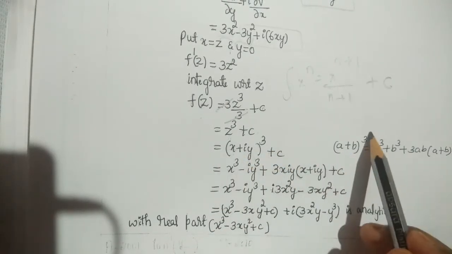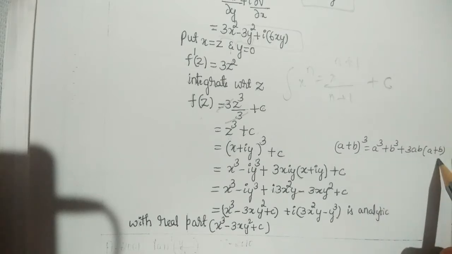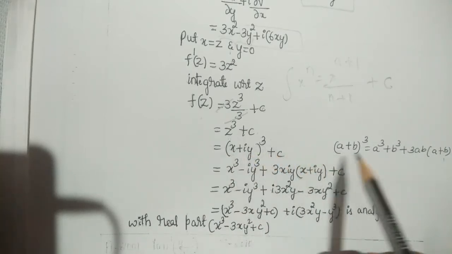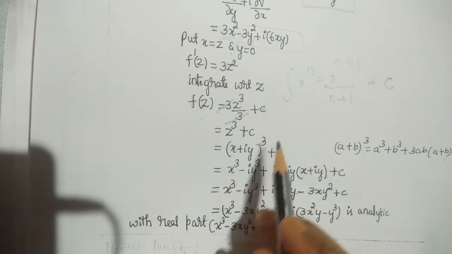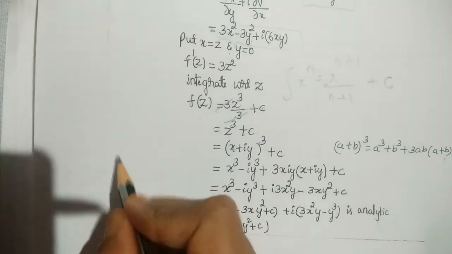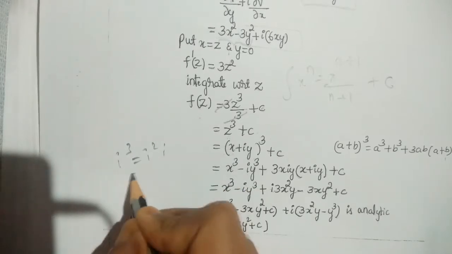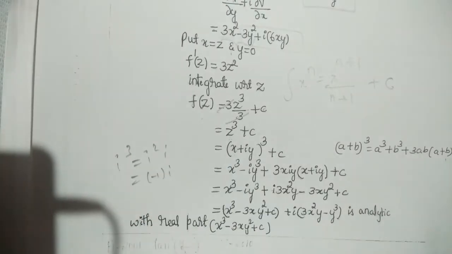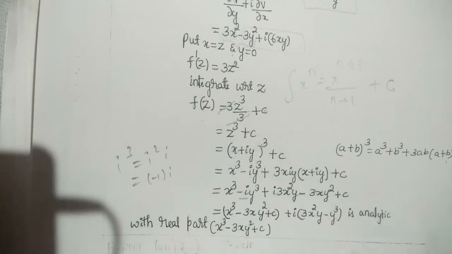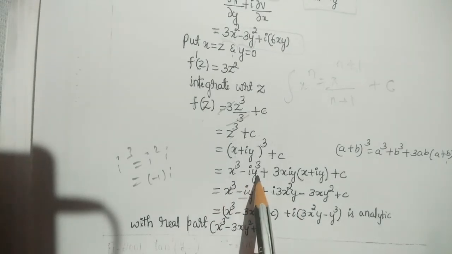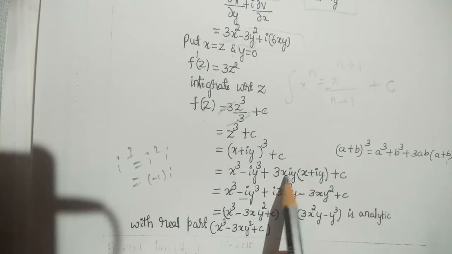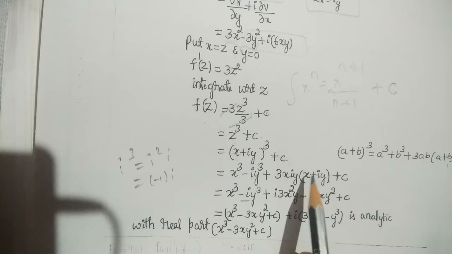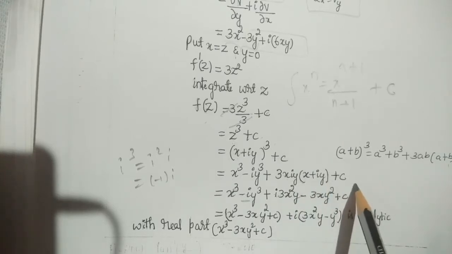We know that a plus b whole cube is a cube plus b cube plus 3ab into a plus b. So in place of a we have x, in place of b we have iy. So just substitute that one. x cube plus iy whole cube. i cube is what? i cube is i square into i. i square is minus 1, into i, minus i. So that's why here we have minus i, not i cube. So a cube plus b cube, that is minus i y cube. 3ab, 3 x into iy, into a plus b. So x plus iy, plus constant c.